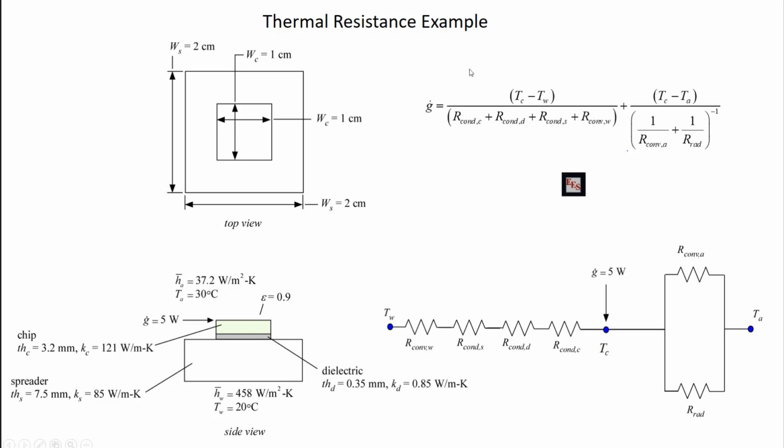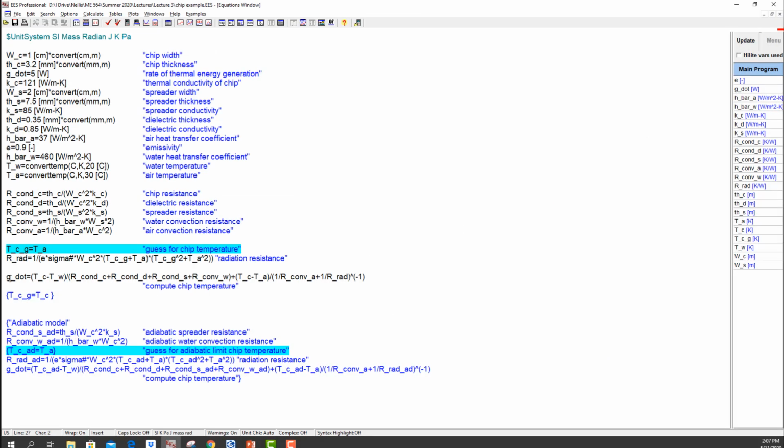Okay, so I can enter this equation, right? I have 5 watts, I know the water temperature, I know the air temperature, I know all these resistances, and it will allow me to calculate the chip temperature, right? So at this point, I earlier guessed what the chip temperature is. This is actually going to let me calculate the chip temperature, right? So that's what I'm going to do here, is I will calculate the chip temperature.